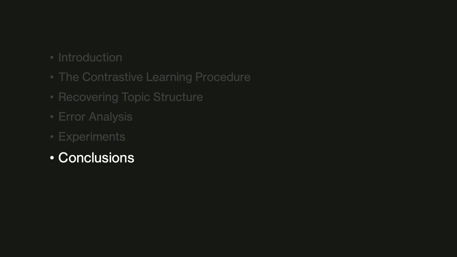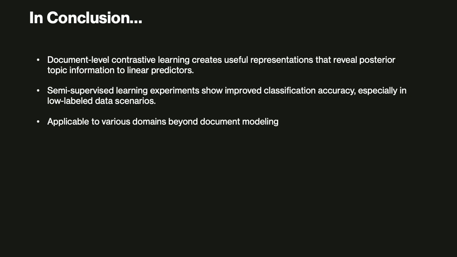So moving on to the conclusions of the paper. The authors of this paper showed that a document-level contrastive learning approach is able to yield a useful representation for our linear predictor. They proved that there is explicit posterior topic information ingrained in the embedding expression, and that this guarantees, under some assumptions, that a linear predictor can make use of this embedding for various downstream tasks.